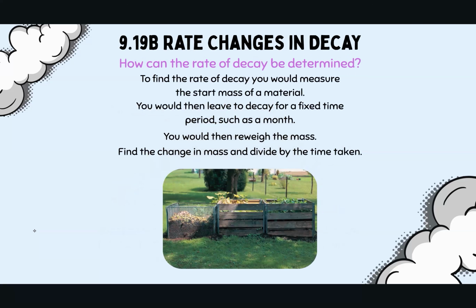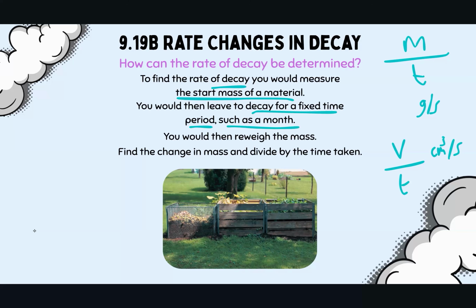Now, 9.19b. How can the rate of decay be determined? So don't forget, when we say something has a rate, it's either the mass of it divided by time, so that's going to be grams per second, or it could be the volume of it divided by time, so that would be centimeters cubed per second. So to find the rate of decay, you would measure the starting mass of the material. You would then leave it to decay for a fixed time period, such as a month. Then you would reweigh the mass. Then you find the change in mass, and divide it by the time taken, and that gives you the rate of decay.